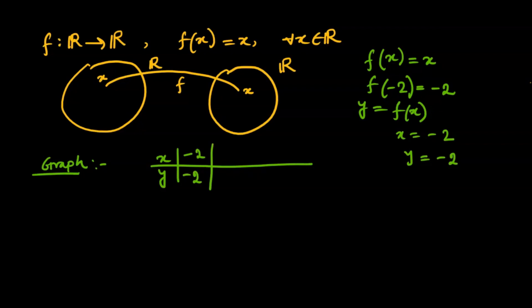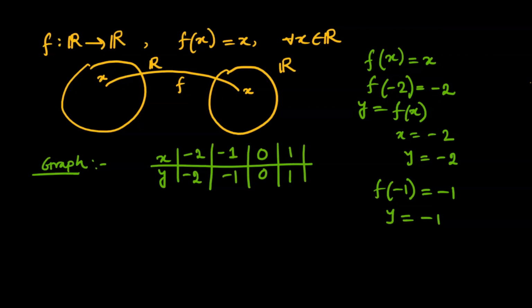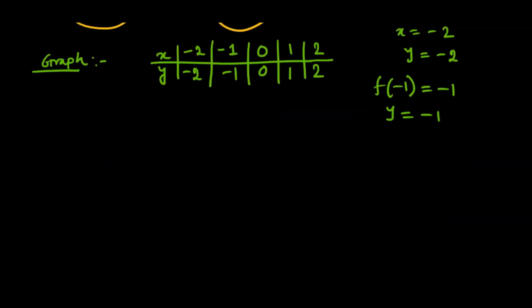If you take x equal to -1, then f of -1 will be -1. So our y is also equal to -1. Similarly, at x equal to 0, y is 0. At x equal to 1, y is 1. At x equal to 2, y is 2, and so on. Now let's draw the graph. In this table, we get the values of x and y.